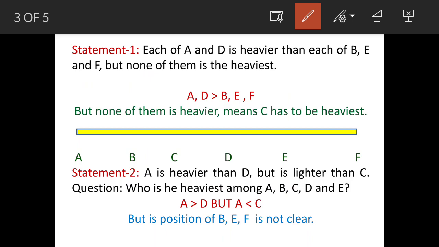Now what is statement 2 saying? A is heavier than D, but is lighter than C. So A is heavier than D, but A is lesser than C. But with this we cannot work out who is heaviest, because no data is given about the other people, and we cannot work out the solution in conjunction, where we consider 2 statements together. We are considering only one statement at a time, and we have to find out the sufficiency of one statement only to find out the answer.